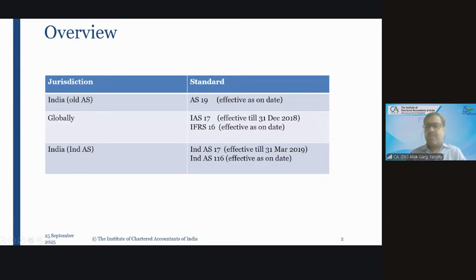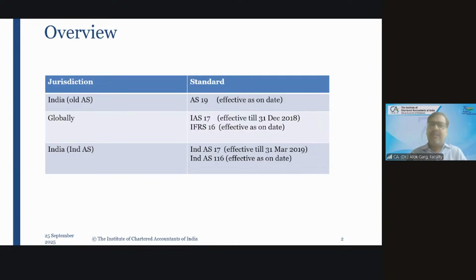One good news, students. So today is not the last class on Ind AS 116. We will complete Ind AS 116 in the next class, right? So we'll have one more class on Ind AS 116, and in the next class we'll solve more questions on Ind AS 116 along with sale and lease back. Because this Ind AS 116 is a very detailed standard.